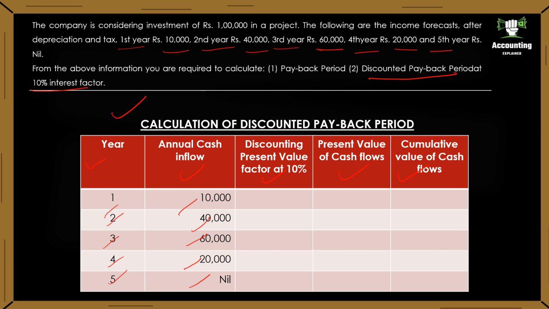Next, we are going to find out discounting present value at 10%. Discounting present value means 10,000 is a future value, right? This 10,000 cash inflow which we have taken is a future value because we are going to receive it only at the end of the first year. Similarly, 40,000 we are going to receive at the end of second year, like that, so on. So, for that, we have to find out the present value of the future value. 10,000 is 1 year later. What will be now? Okay. So, for that, we have to look into the present value table.